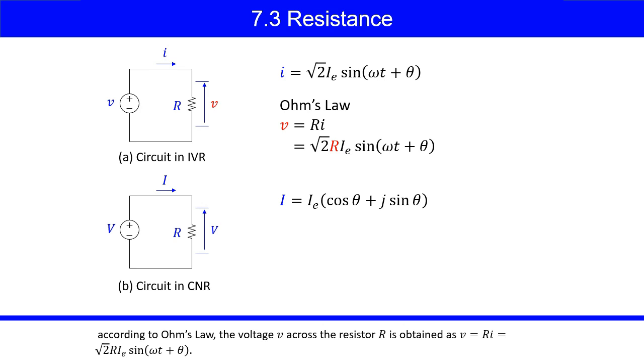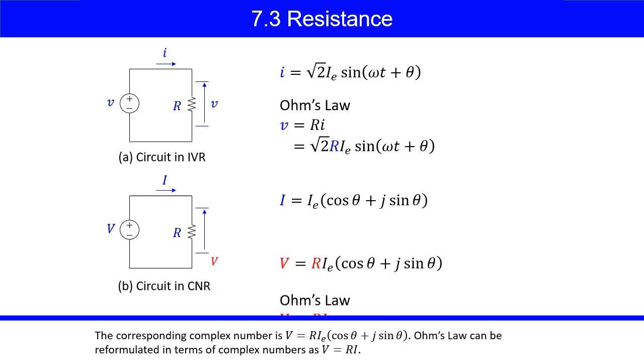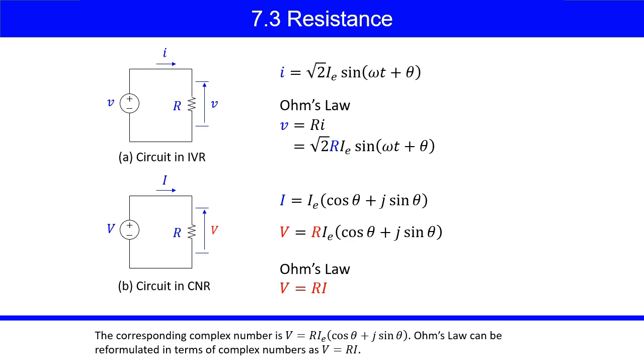According to Ohm's law, the voltage v across the resistor R is obtained as v equals R i, equals square root 2 R Ie sine(omega t plus theta). The corresponding complex number is V equals R Ie times (cosine theta plus j sine theta). Ohm's law can be reformulated in terms of complex numbers as V equals R I.